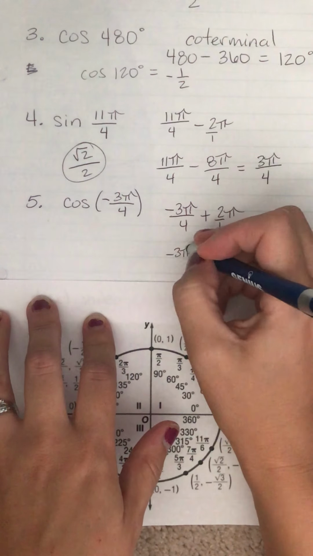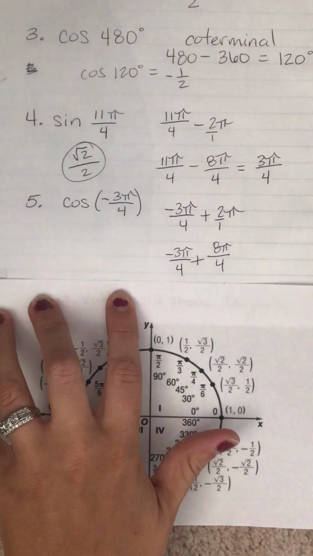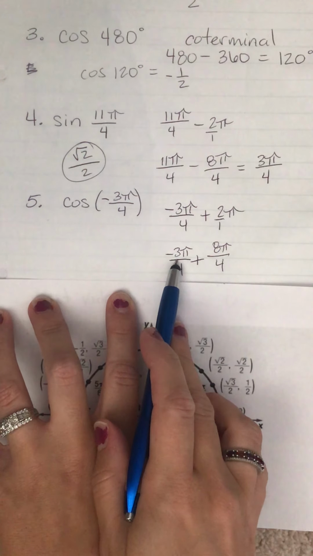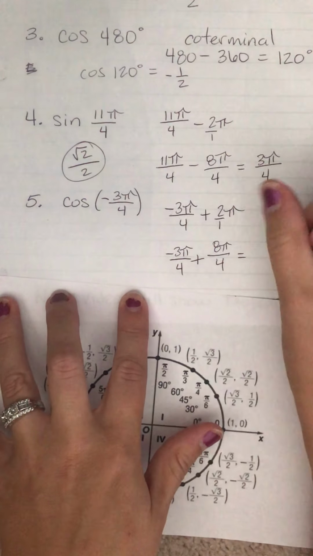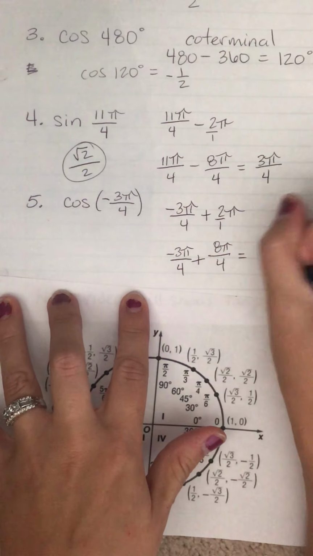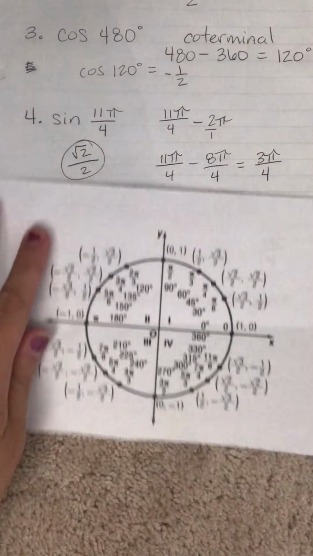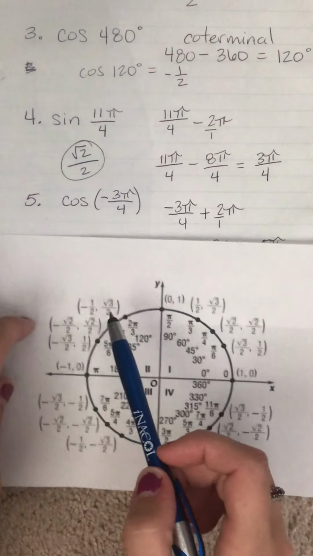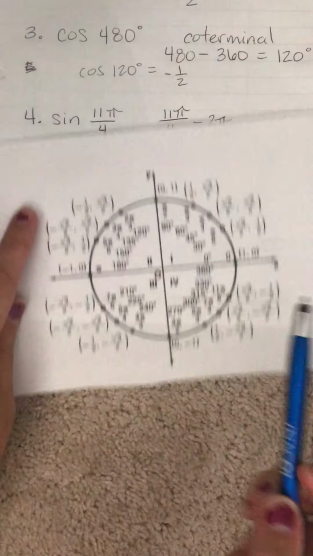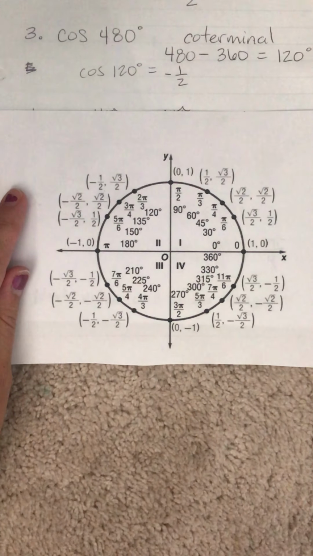So we are essentially adding that together. Negative 3 pi over 4 plus 8 pi over 4 gives us 5 pi over 4. On our unit circle, we look for 5 pi over 4. We are finding the cosine, which means we use our x value, and we have negative square root of 2 over 2.